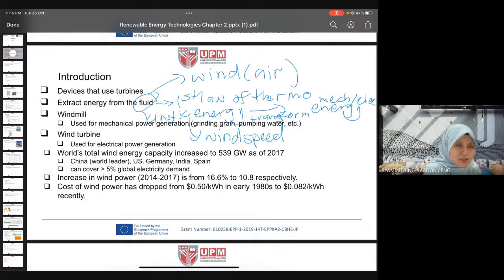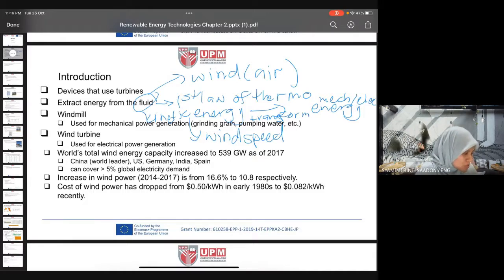Like I've mentioned last week, Malaysia, basically, maybe this technology is not really expanded, I'm going to say, because one of the reasons is that we don't have the source, which is the wind speed, as high or as significant as those countries.